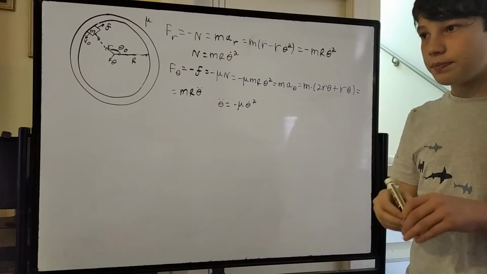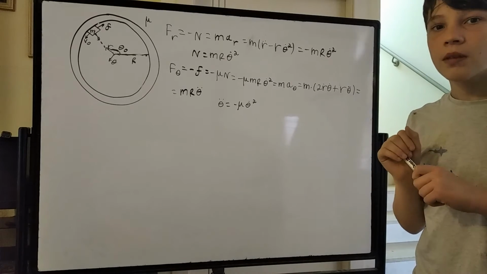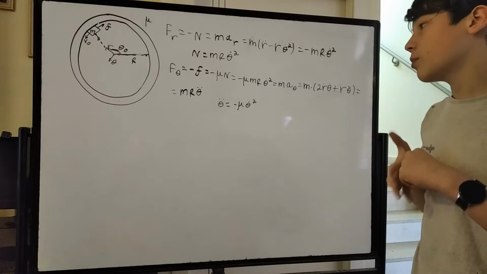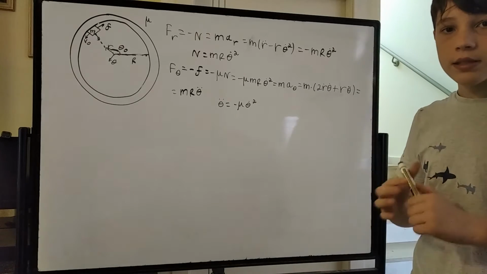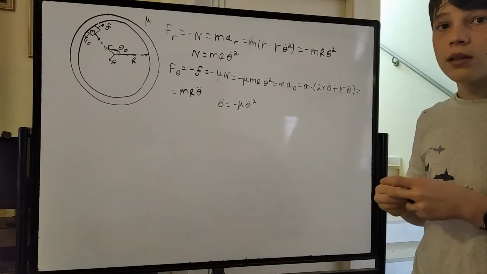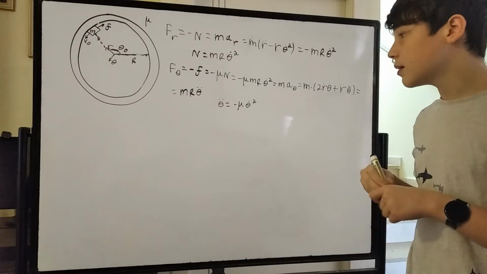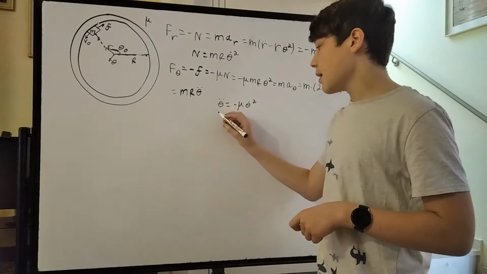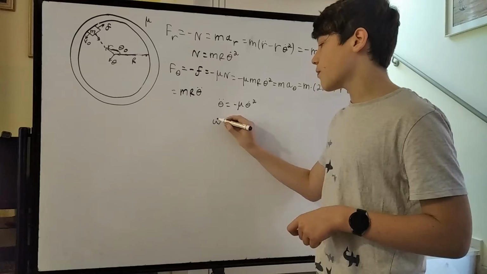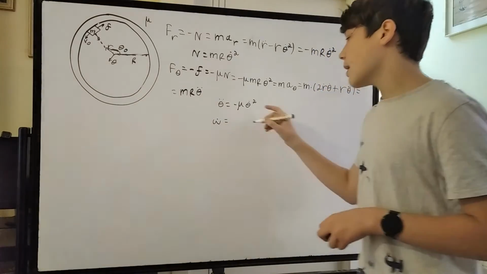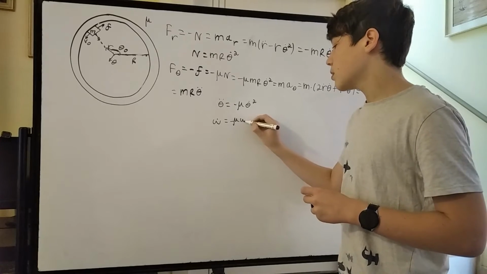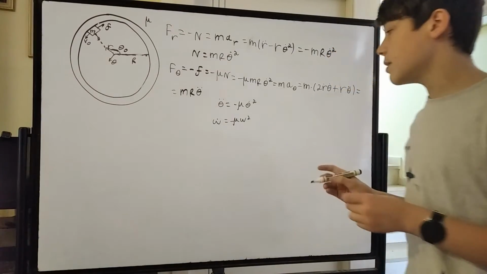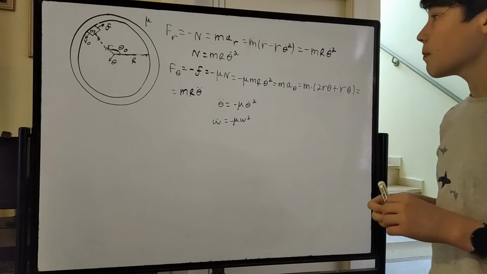Now we will use omega to symbolize theta dot, which is the angular velocity, meaning that the second derivative becomes the first derivative of omega, and theta dot becomes just omega, and this is the equation we get.